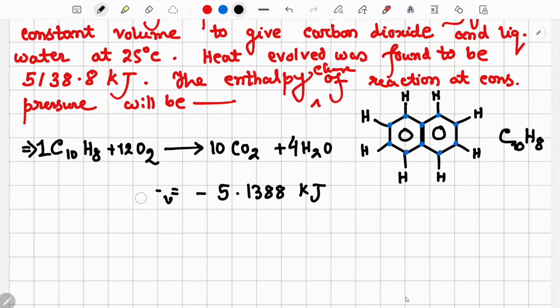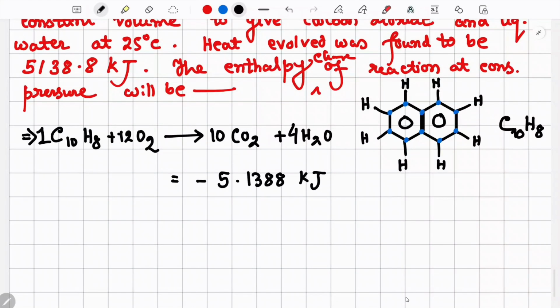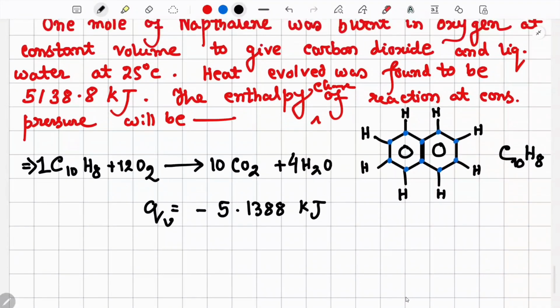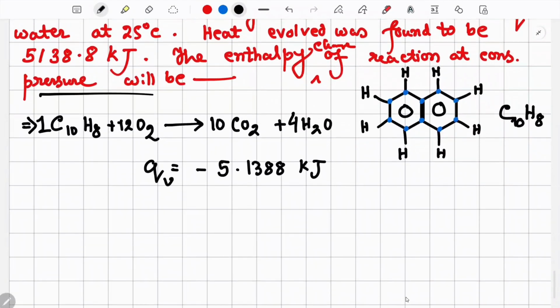Okay, this is a very interesting question. This is a purely thermodynamical question. This is the heat, but it is constant volume heat, and you have to calculate the enthalpy change for the reaction at constant pressure. Do you get it?